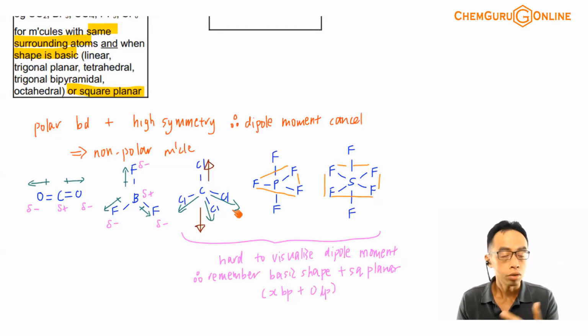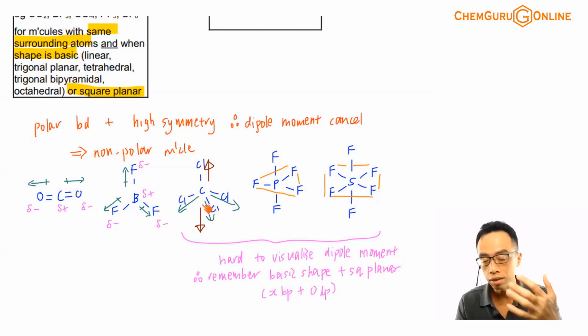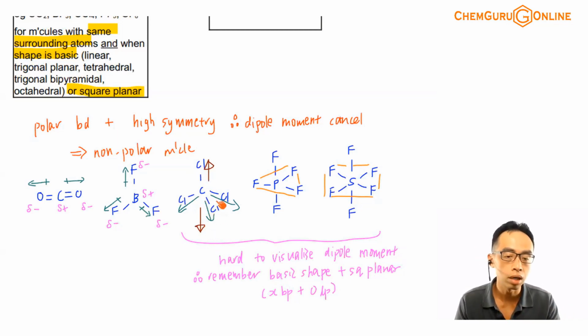So you notice, it's just that your tutor tells you that these two somehow will cancel out, so you just remember this is non-polar. I don't think it's particularly useful for us to try to imagine or calculate whether this can be done. It's a lot easier for us just to remember the outcome. You just say, okay, this has high symmetry, and then the dipole will just cancel. I think it'll be a lot easier for us to do that. Okay? So same goes for the other shapes.